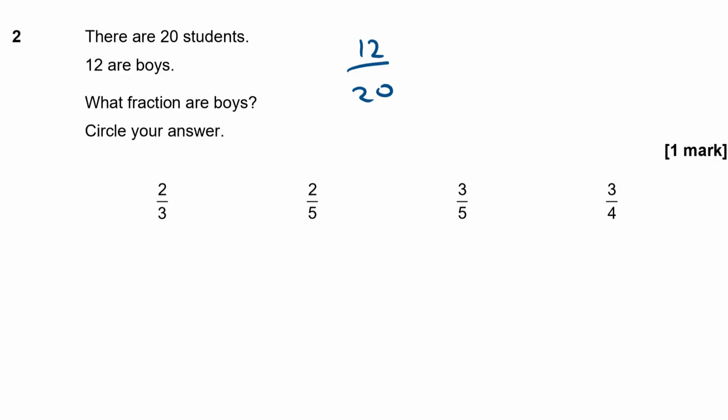If you think about it, 12 has factors 1, 3, 4, 6 and 12, and 20 has factors 1, 2, 4, 5, 10 and 20. So we can divide top and bottom by 4. That's the largest common factor. That will give me 3/5 as my fraction, so that's the answer there.